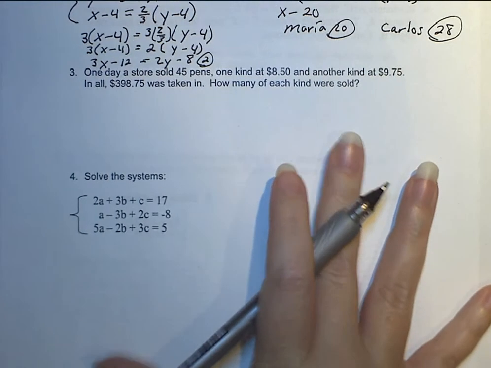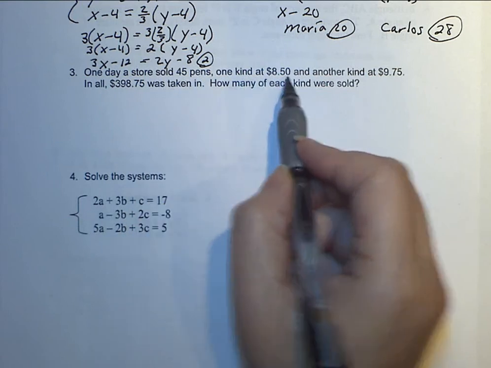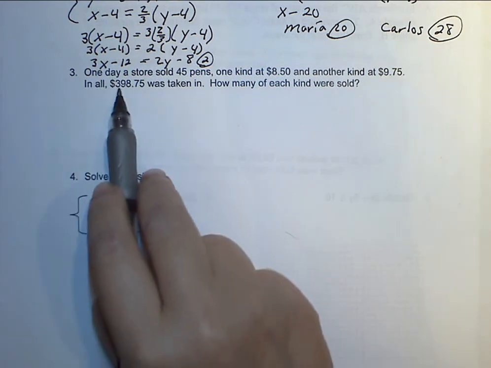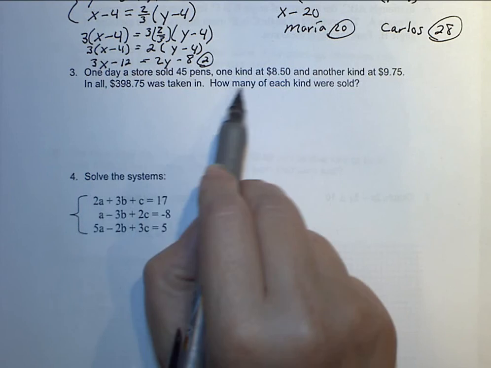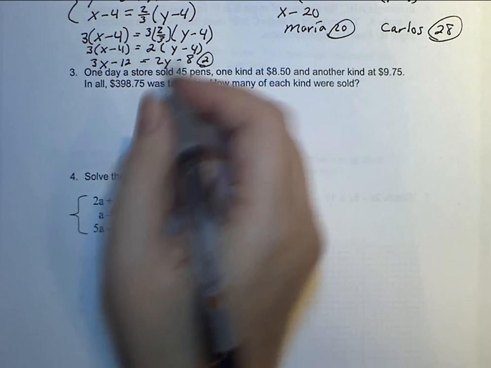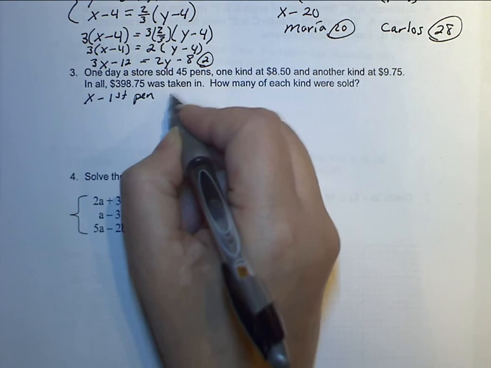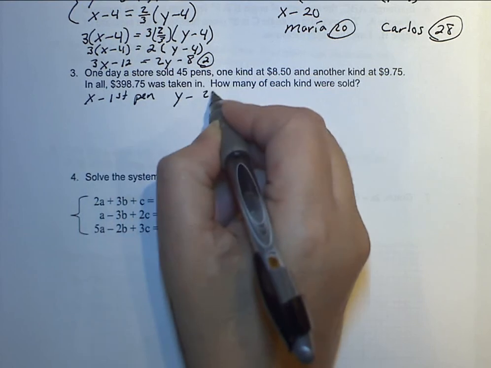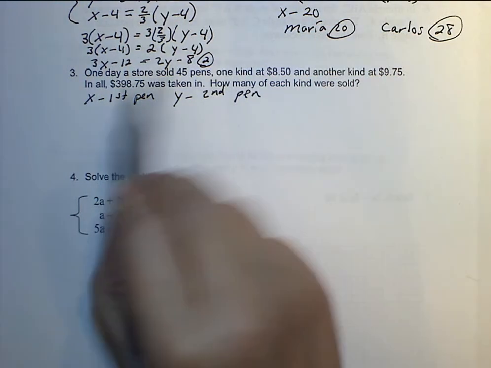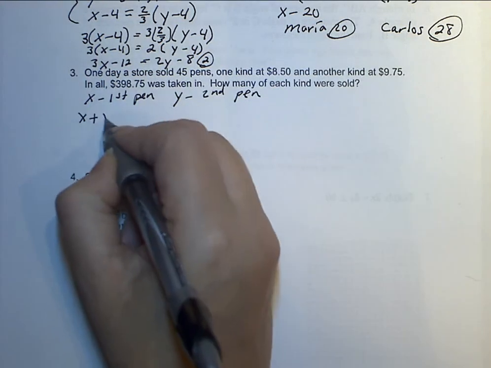One day a store sold 45 pens, one kind at $8.50, the other kind at $9.75. In all, $398.75 was taken in. How much of each kind was sold? So we have two pens here. So we have pen 1, which will be x, and then we have pen 2 for our y. So 2 pens or kinds were sold, so that will be our x plus y, and we sold 45 altogether.